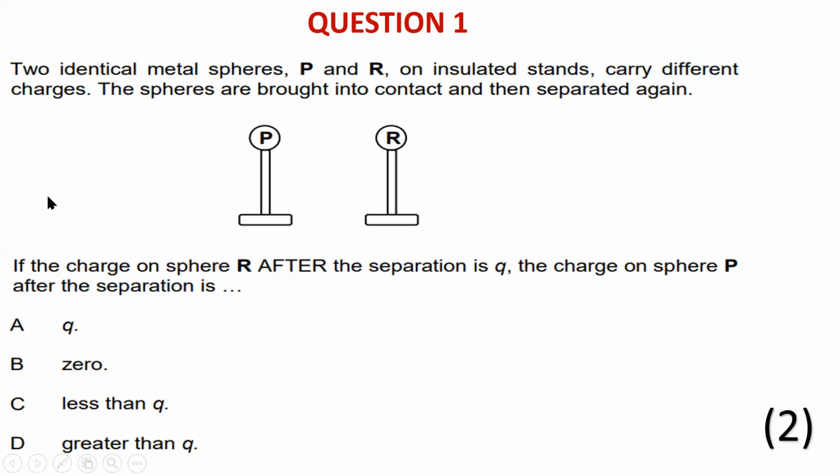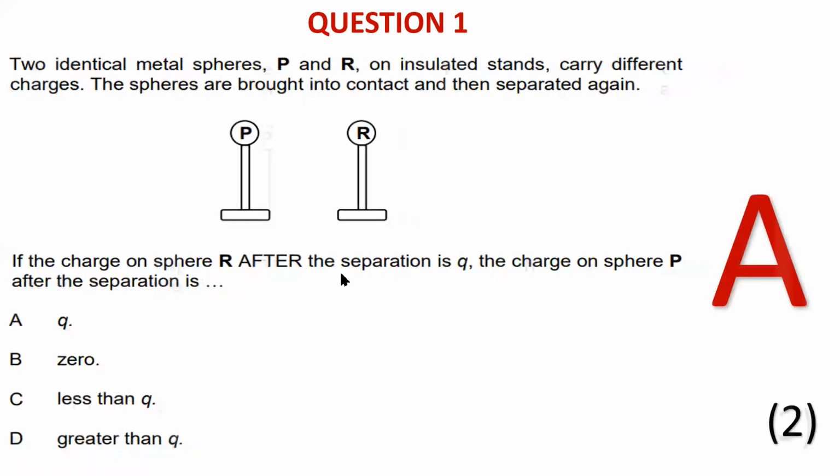So after contact, after touching each other, what do we know? They are going to have the same charge. Initially, maybe they have different charges, but always when they touch each other, they have the same charge. Because of that, our answer is A. That's our answer. 2 marks you have. Today's paper totals 19 marks. This question is 2 marks, always multiple choice questions with 2 marks. And then the next question you will have with 17 marks.